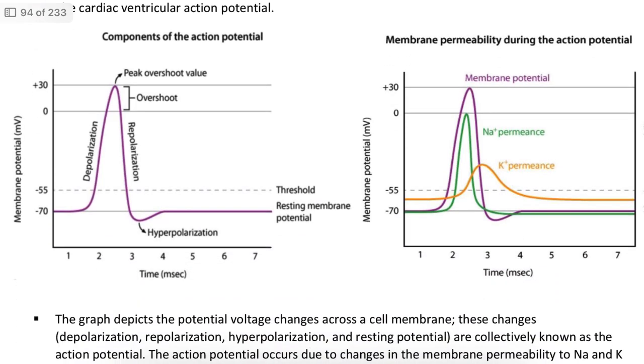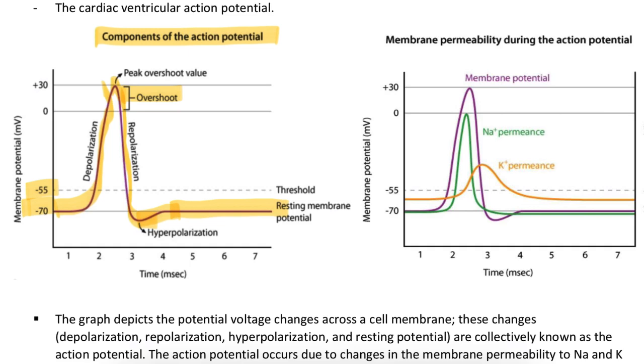You can see this graph of the action potential and its components. Here you can see the resting membrane potential, which is minus 70 millivolts, and the threshold potential, which is minus 55. We can see depolarization, and we can see the overshoot. Next, repolarization, where it is coming down. Next, hyperpolarization. Next, return to the resting membrane state.